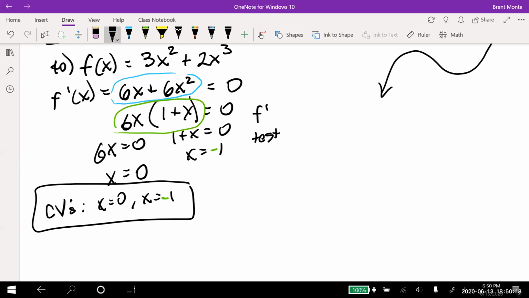And this is a good catch for us, because if I ever plug in a value and I get 0, either I'm accidentally plugging it into the derivative, or I'm plugging in a critical value, which you can't do. You have to plug in numbers to the left or the right of critical values. So I should have done -1 and 0. So now I'll test -2, -0.5, and then +1.